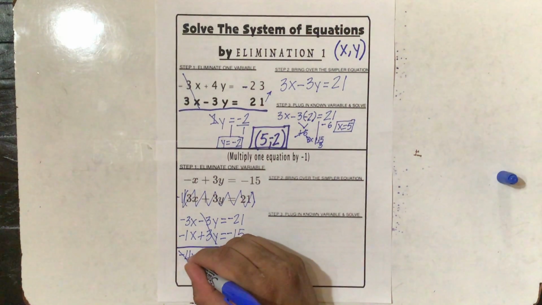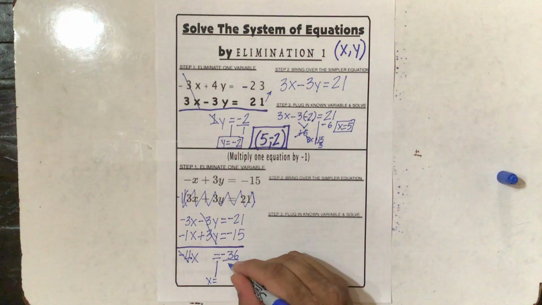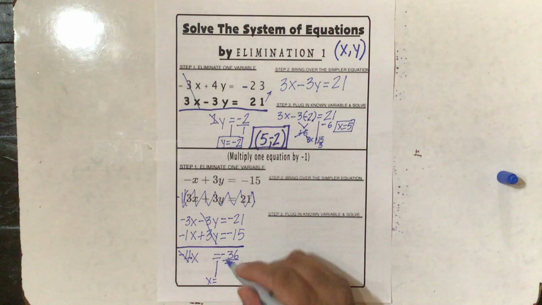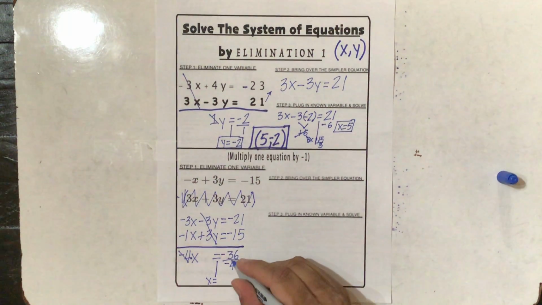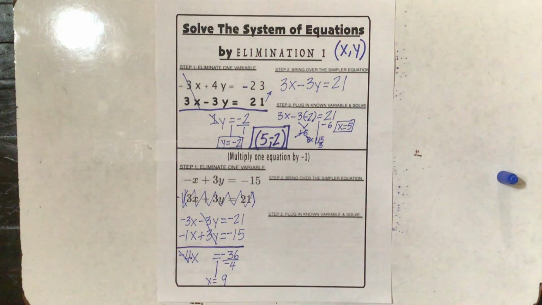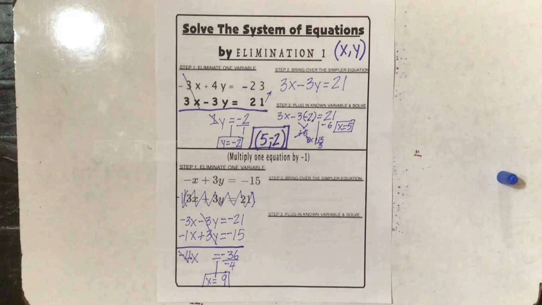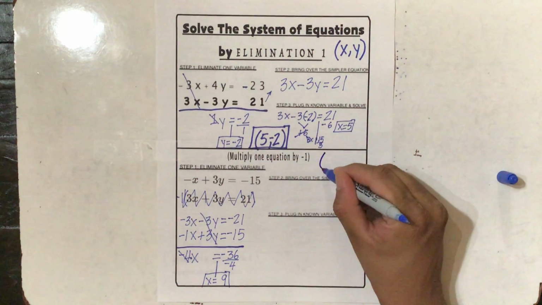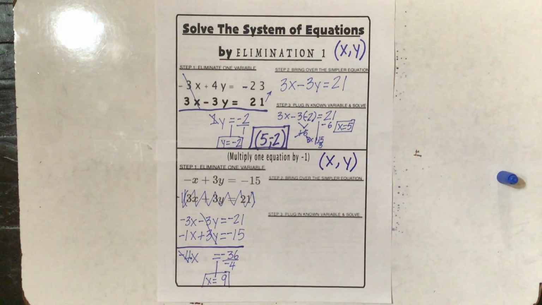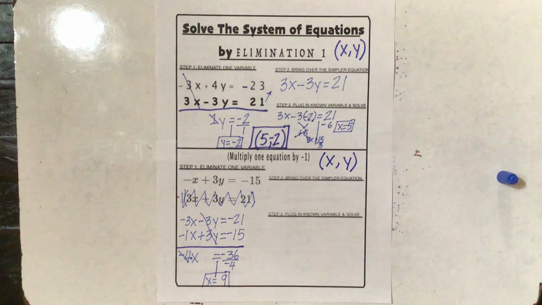So I cross out negative 4 because I'm multiplying by negative 4. The opposite of multiplying is dividing by negative 4. A negative divided by a negative is a positive. 36 divided by 4 is 9. Look at that. So I have my x. Remember, I am looking for x, comma, y. So I have my x part, but now I need my y part.